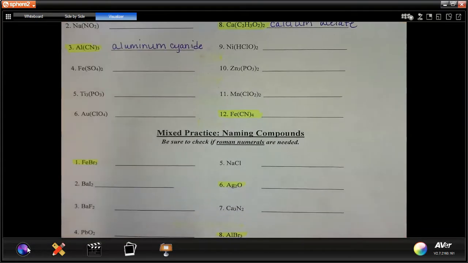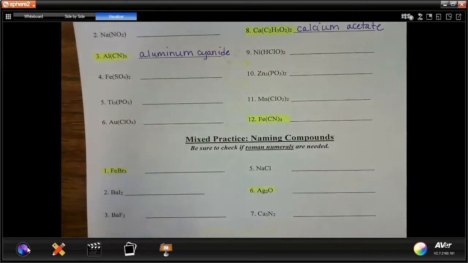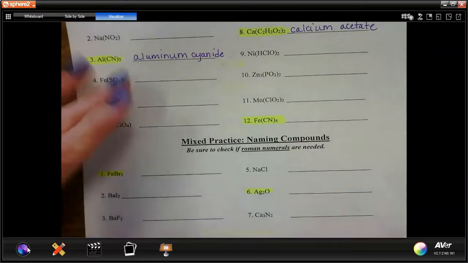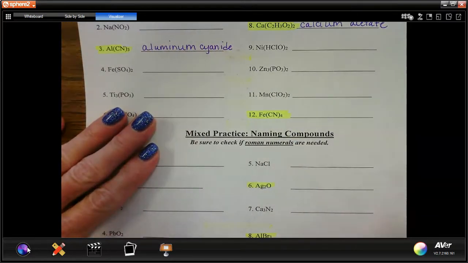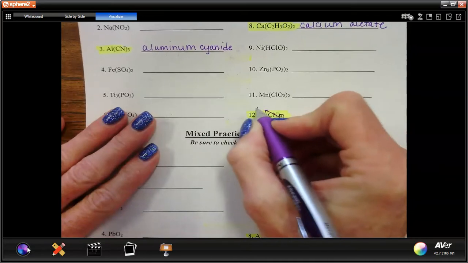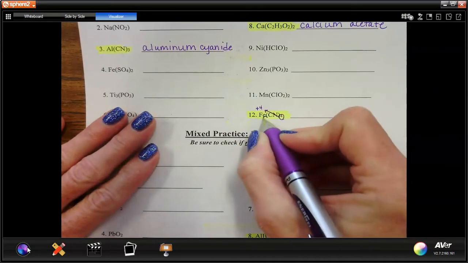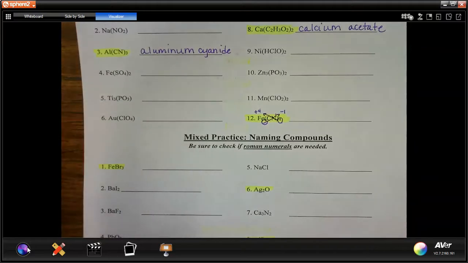Okay, number 12. Check and see if iron is a transition metal. Yep, there it is. It's a transition metal, so this one is going to get a Roman numeral in its name. You do the same thing. You uncrisscross the subscripts and use them as oxidation numbers. So that'll be +4 there. And there's nothing there for the other, so we assume it's a 1, so -1. Same rules, we do this the same way.